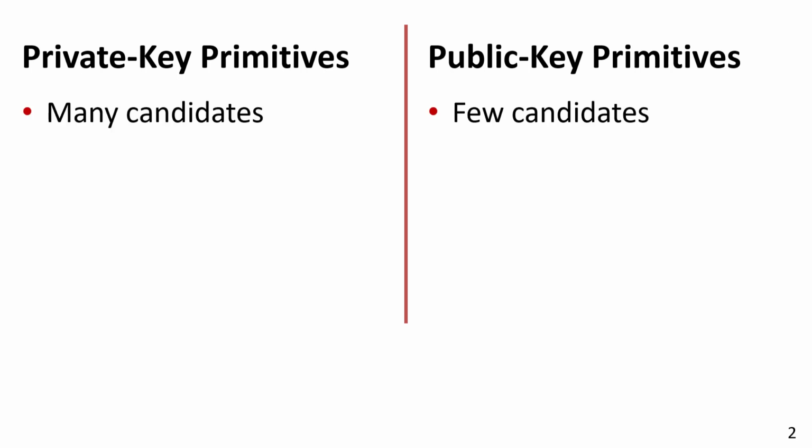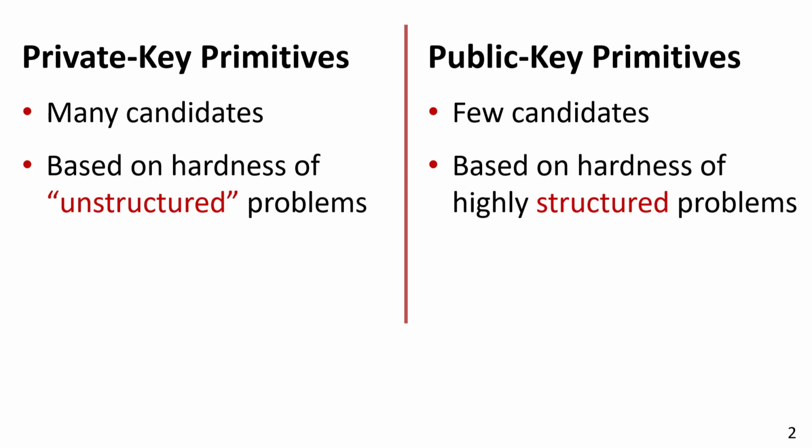First, private key primitives have many candidates, while public key primitives have very few candidates. Also, the security of private key primitives is often based on the hardness of problems which seem to not have much structure, while public key primitives are based on problems with a strong structure.